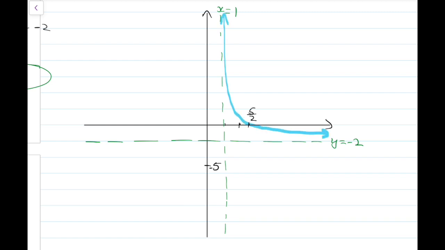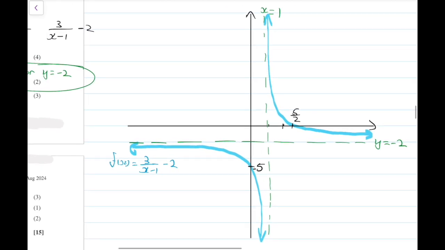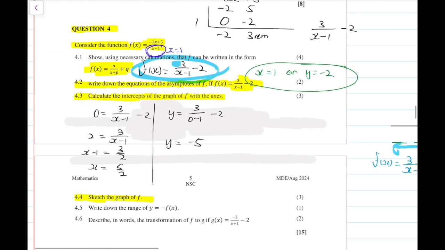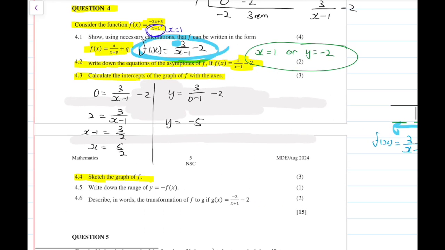And there we go. Done. That's our graph of f(x). And f(x), as you know, reads as 3 over x minus 1, minus 2. Decent graph. Now let's find the range of y equals minus f(x).